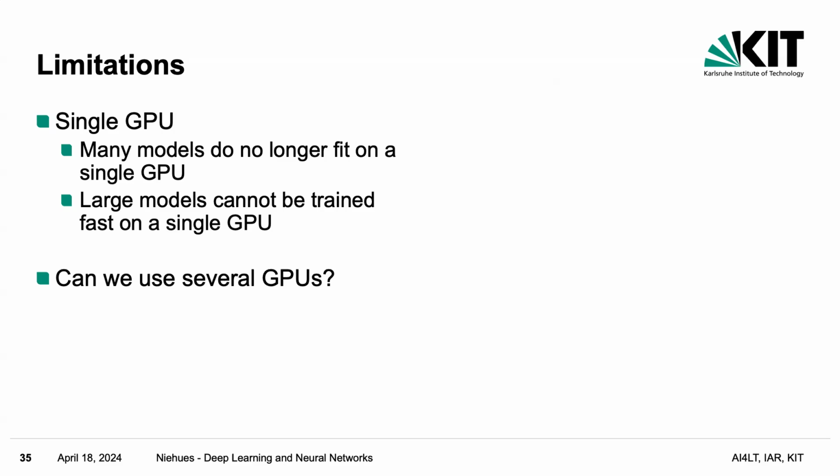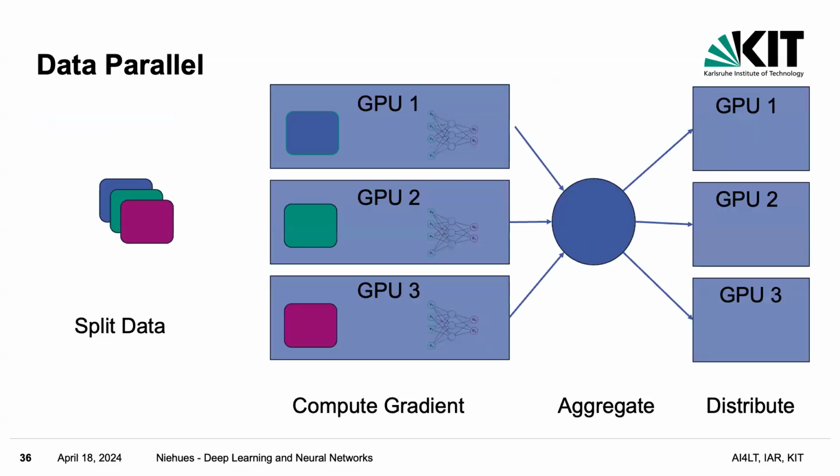That's one very good idea which you can do first. Instead of running all the data on one GPU, you split your data, then you put part of the data on different GPUs. You run your forward-backward pass, so you calculate the gradient.